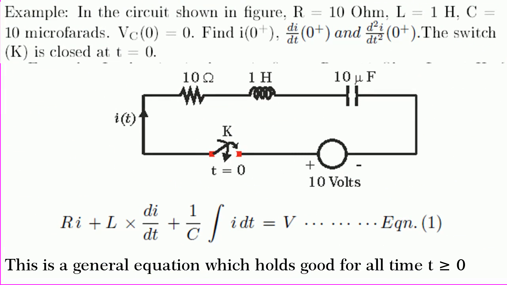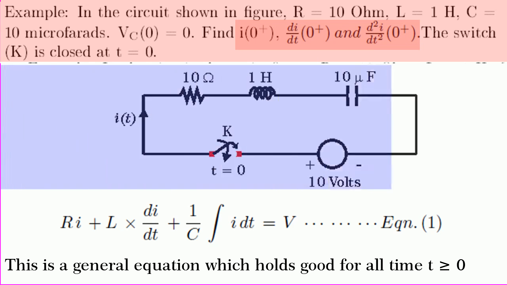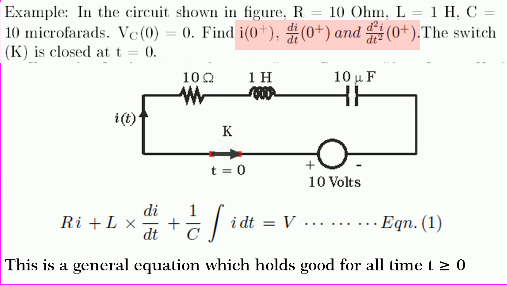Friends, to emphasize the concepts we have learnt, let us solve a few examples. First, let us take an example to find i(0+), di/dt at 0+ and d squared i/dt squared at 0+ in the circuit shown in figure. The switch K is closed at t equal to 0. Note that Vc(0) equal to 0 is given in the problem statement itself, but we don't know IL(0-), hence we have to find it.